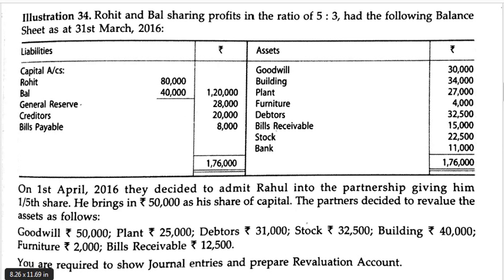Then what is the purpose of giving here the revaluation of goodwill at 50,000? What is the purpose of it? This is just for the purpose of calculating the premium for goodwill to be brought in by the new partner, the amount of compensation to be brought in by the new partner. Clear? So this goodwill we will not show in the books.